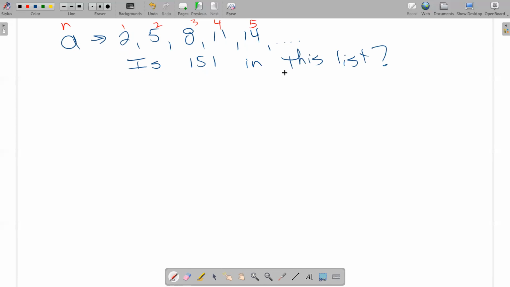But I don't have the list shown up to 151. So I do know that to calculate an A, I just take 3 times whatever n is and subtract 1. And if I knew what n was to get 151, I would just plug it in, but I don't. So instead, I'm just going to say, well, let's set it equal to 151 and see what happens. All right, so now I have to solve this.